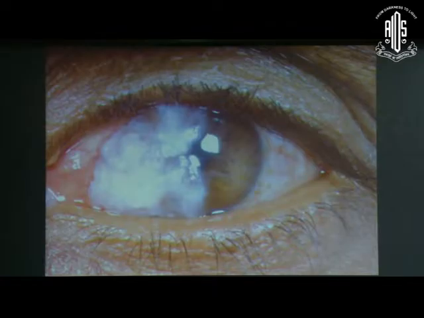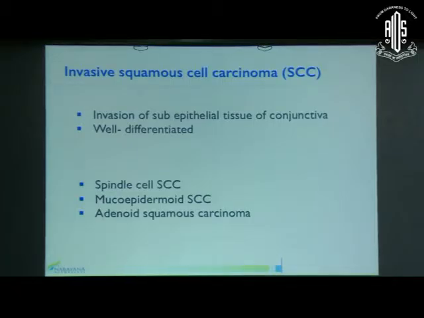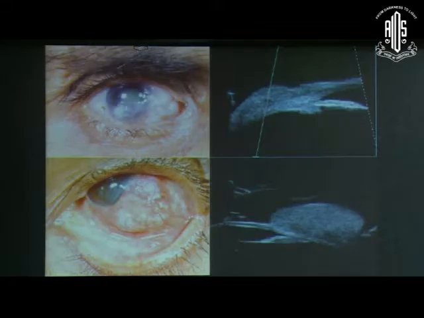Well, it can involve the entire cornea also, and they can present sometimes with nodular lesion, not much of keratin. And these are the invasive kind of lesion. They're mucoepidermoid. It's filled with mucoid material inside the lesion. Other aggressive variants of squamous cell carcinoma are the spindle cell squamous cell carcinoma and the adenoid squamous carcinoma.